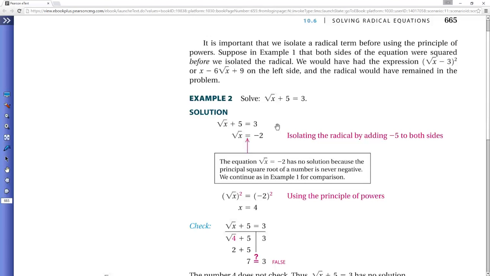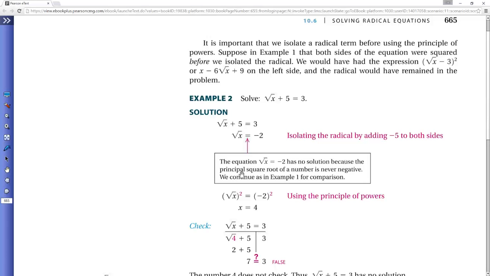Let's look at this, because this is very important and something to note. In this example, we solve the square root of x plus 5 equals 3. Well, you solve for the radical and you get the square root of x equals negative 2. This equation has no solution because the principal square root of a number is never negative.